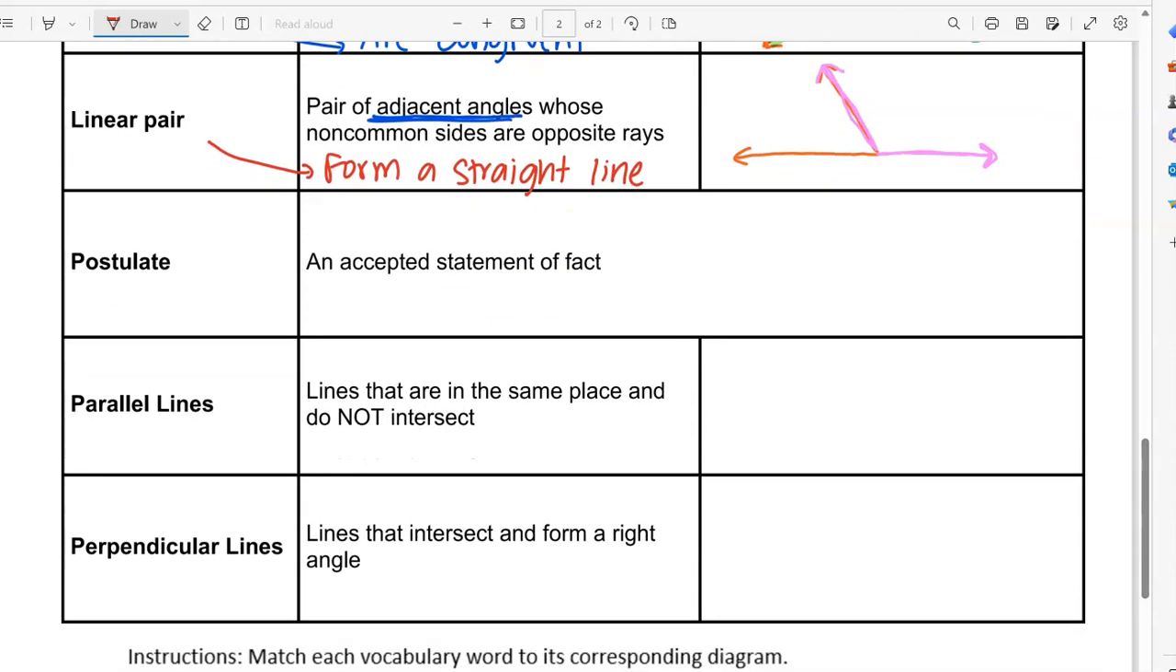Right down here, we have something called a postulate. A postulate is just an accepted statement or fact. It is not something that's been proved wrong, but it's also not something that's been proved correct. That's why it's not a law or a theory. We will see a lot of postulates within this class, especially this unit, but it is just an accepted statement of fact.